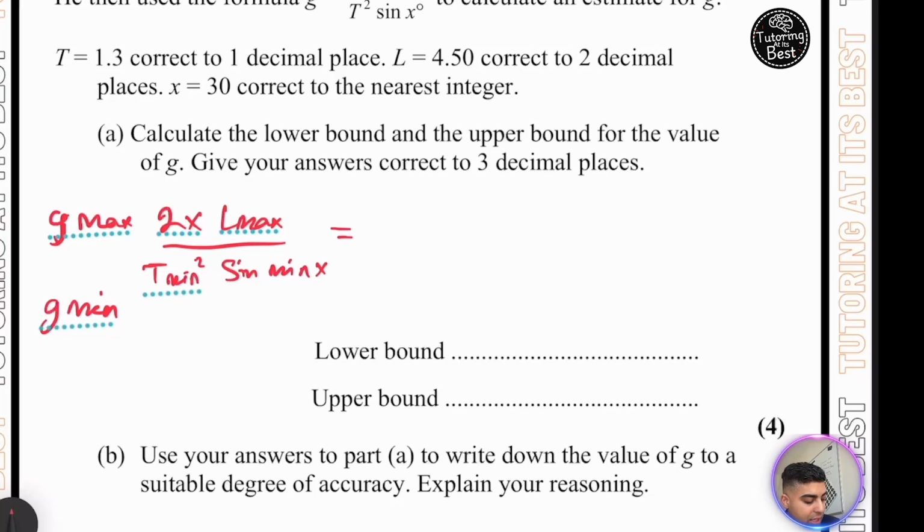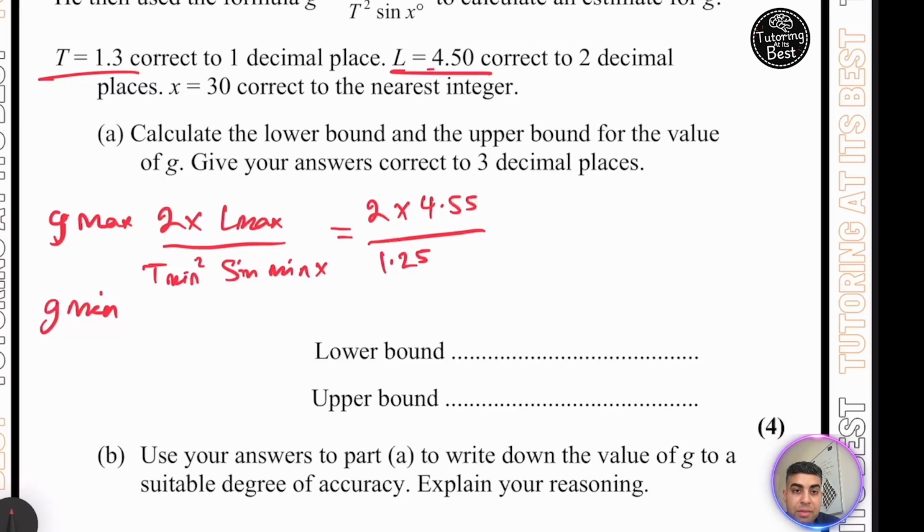And that would essentially equal 2 multiplied by a value 4.55. Remember, it's the upper bound of L, which was 4.5, over 1.25, which again is the lower bound of t, and that's sine 29.5. Now we've got that, we can simply equal that to 11.8272, or if you have it to 3 decimal places as they've requested, that's just 11.827.